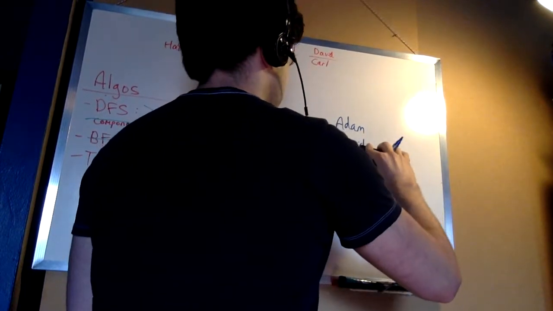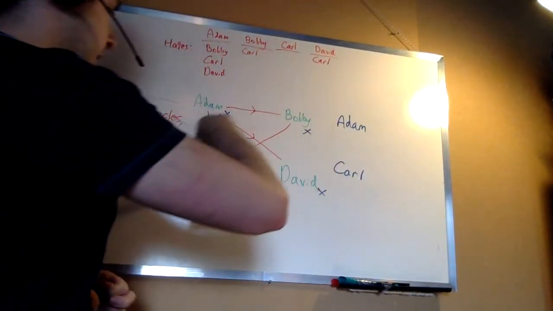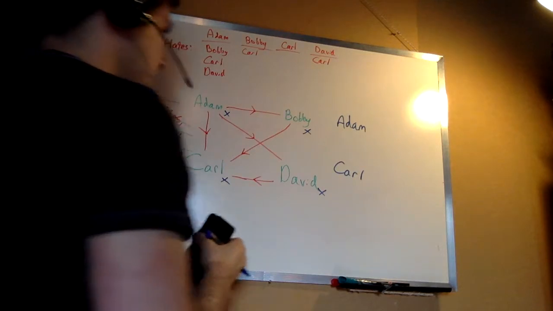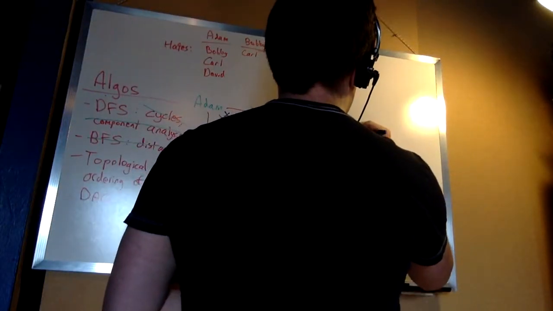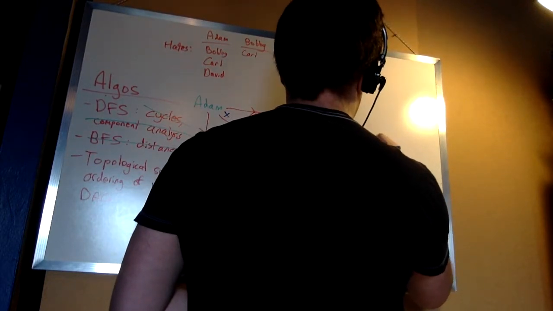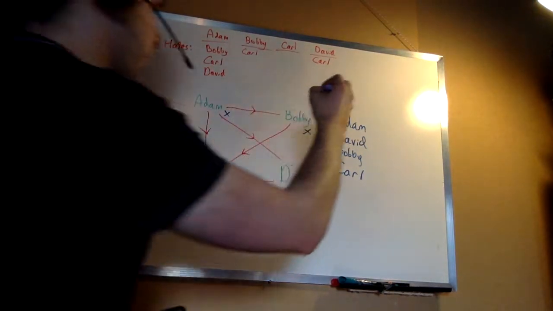And then Bobby and David should be flipped. This part doesn't really matter because the way we got to Bobby and David was by just exploring in whatever order from Adam. So David, and then Bobby. Okay, so now that's our actual topological sort.